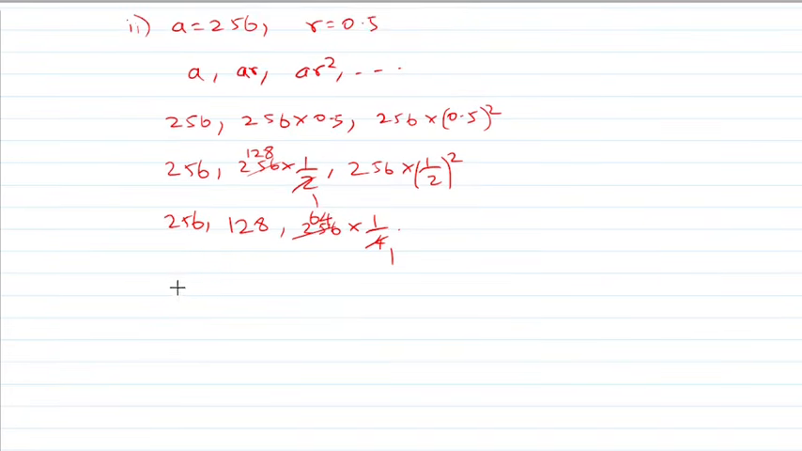So 256, 128, 64 and so on அப்படின்றத நீங்க என்ன பண்ணுங்க போட்டுட்டே வந்துருங்க எல்லாத்துலயும். So இதுதான் required GP. புரிஞ்சுதா?